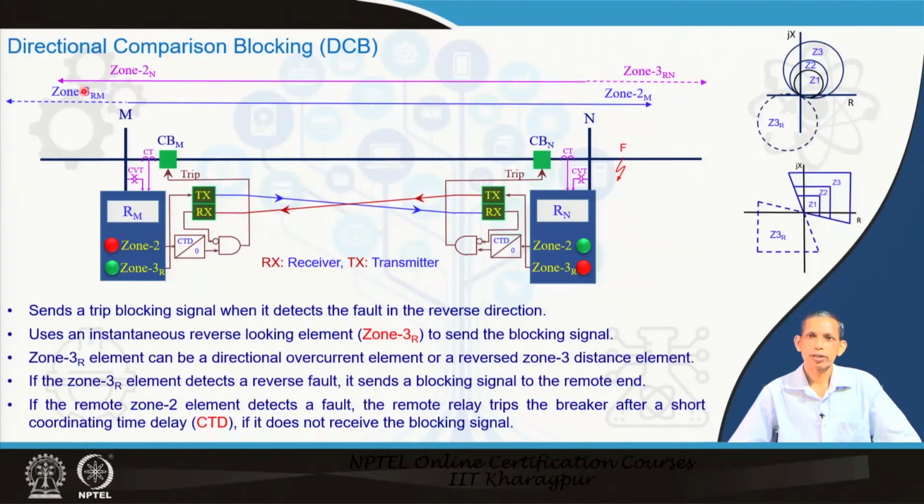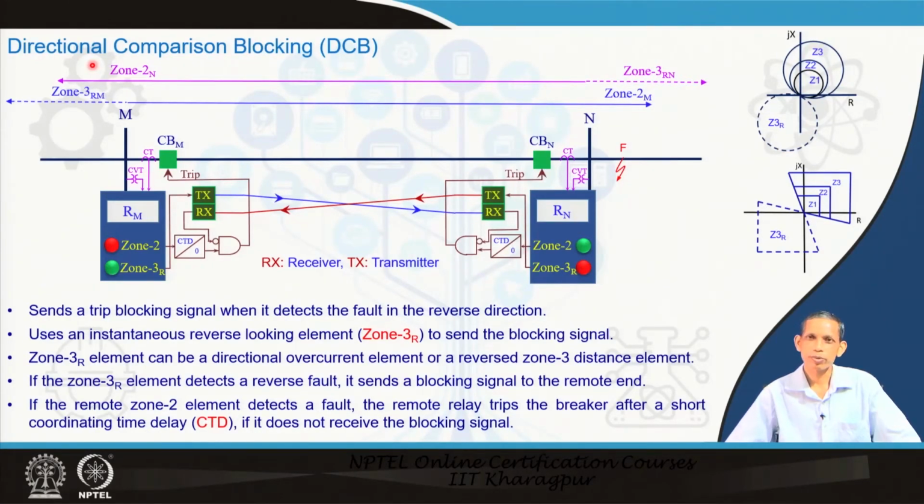Now, we will go to the other scheme, directional comparison blocking, DCB. Here we have a blocking signal, not a tripping signal. In earlier cases, only tripping signals were being transferred, whether from the underreaching or from the overreaching, meaning zone 2. Now, here we have directional comparison, so we are transferring the directional information.